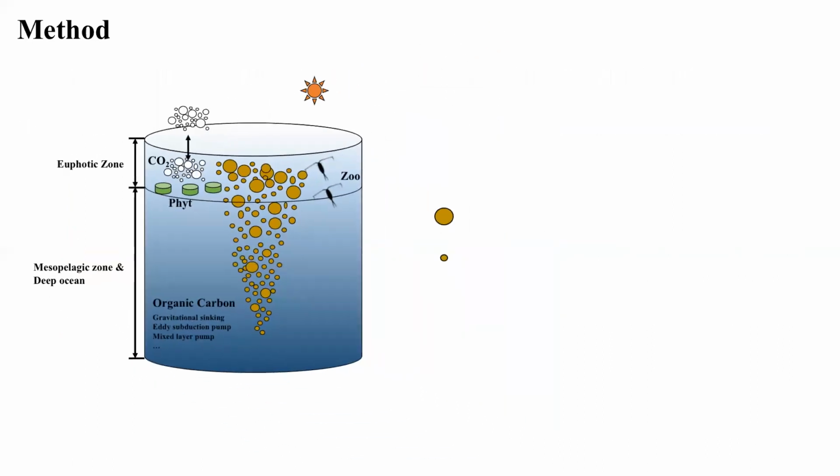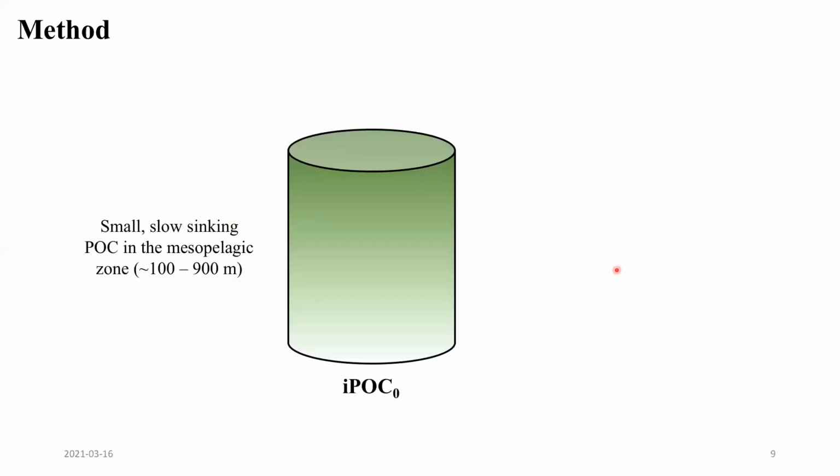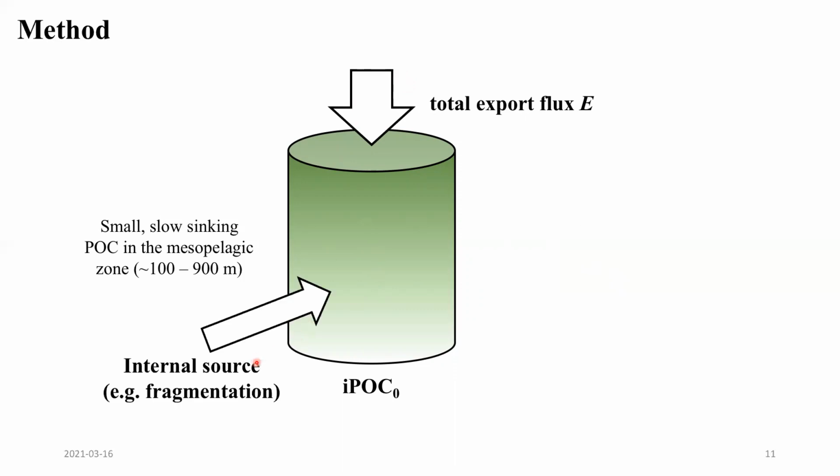For this purpose, we divide the POC into two size classes. They are the large, fast-sinking POC and the small, slow-sinking POC. For the small, slow-sinking POC, we assume that there is no export at the base of the mesopelagic zone, which is defined as 900 meters in our study. So given such a water column, the vertical integration of the small POC can be supplied by the total export from the upper layers due to different mechanisms, and the internal source, such as fragmentation from the large POC into the small POC. The vertical integration of small POC can also be decreased due to remineralization.